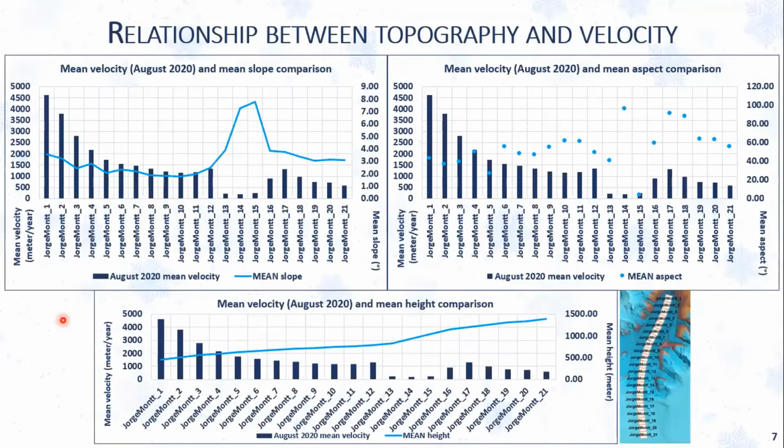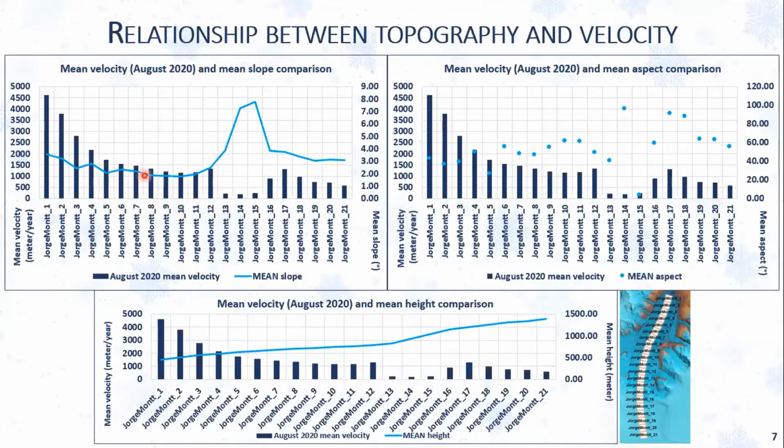And I wanted to know the relationship between the velocity and the topography. So I calculated some topographic parameters in the sampled areas based on a 30-meter resolution SRTM digital elevation model. Here you can see the results. I compared the mean velocity of August with the mean slope, mean aspect, and mean height of the sampled areas. Here you can see the mean velocity.